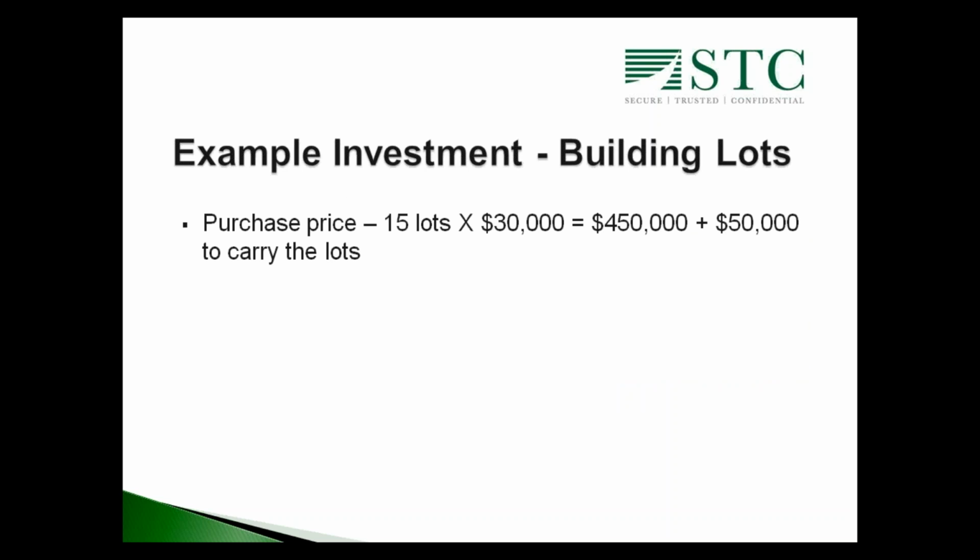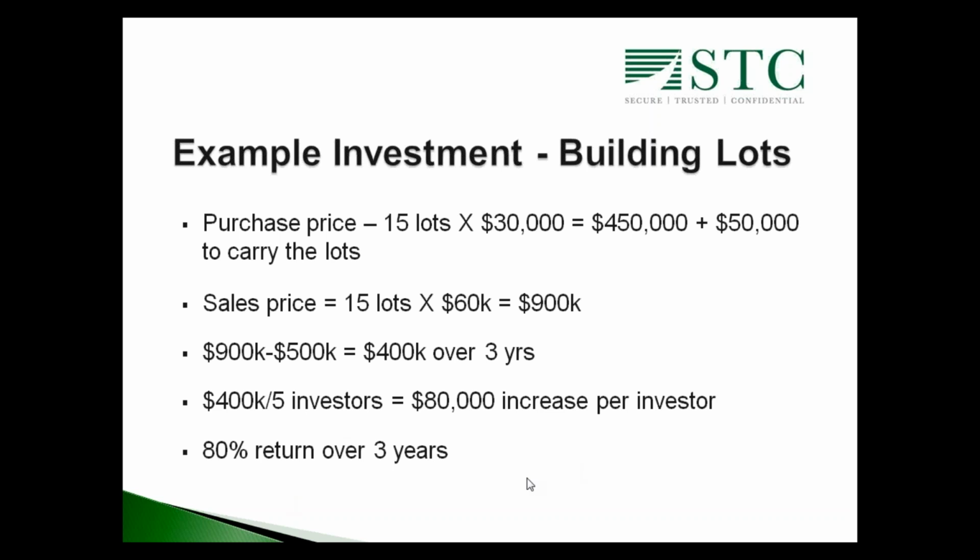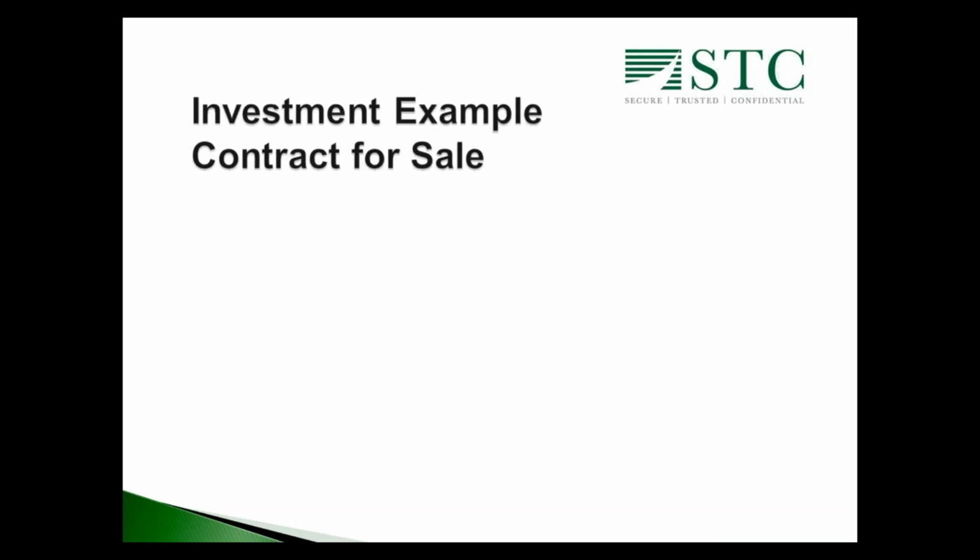This is how that transaction would look. The purchase price for the 15 lots that he had remaining for sale times $30,000 would be a $450,000 investment, plus $50,000 your group would have to carry the lots, paying any carrying costs over that 3-year period. So there's where the $500,000 comes in. When you sell those lots at the end of the 3-year period for $60,000 each, that would bring in $900,000 in sale proceeds. $900,000 minus your original $500,000 investment would be $400,000 profit over that 3-year period. You divide that by the 5 investors, that's an $80,000 profit over 3 years. That's a very nice investment return, 80% over that 3-year period. So that's just an example of a type of investment you might want to partner with others and get involved in.